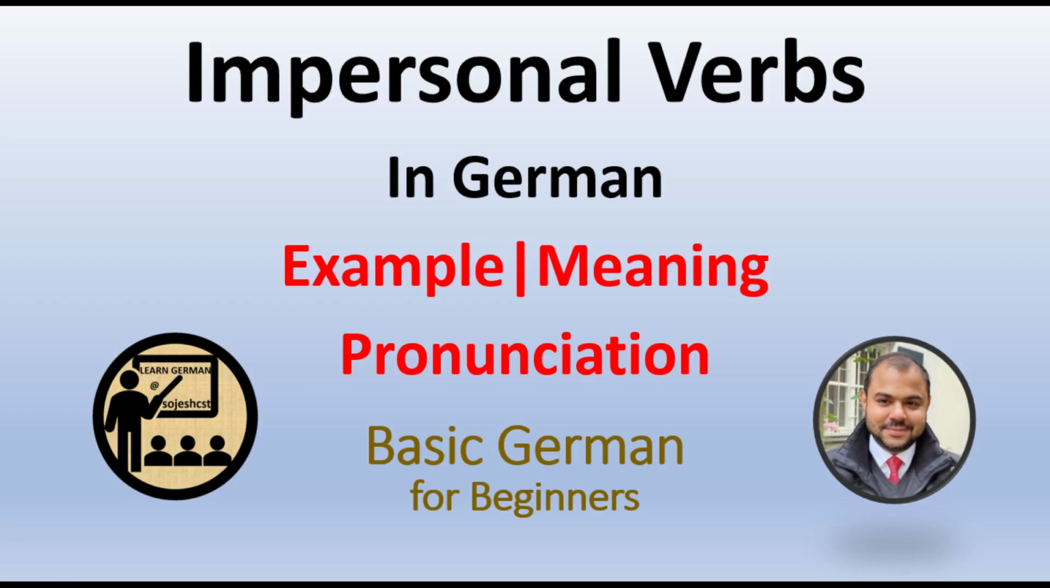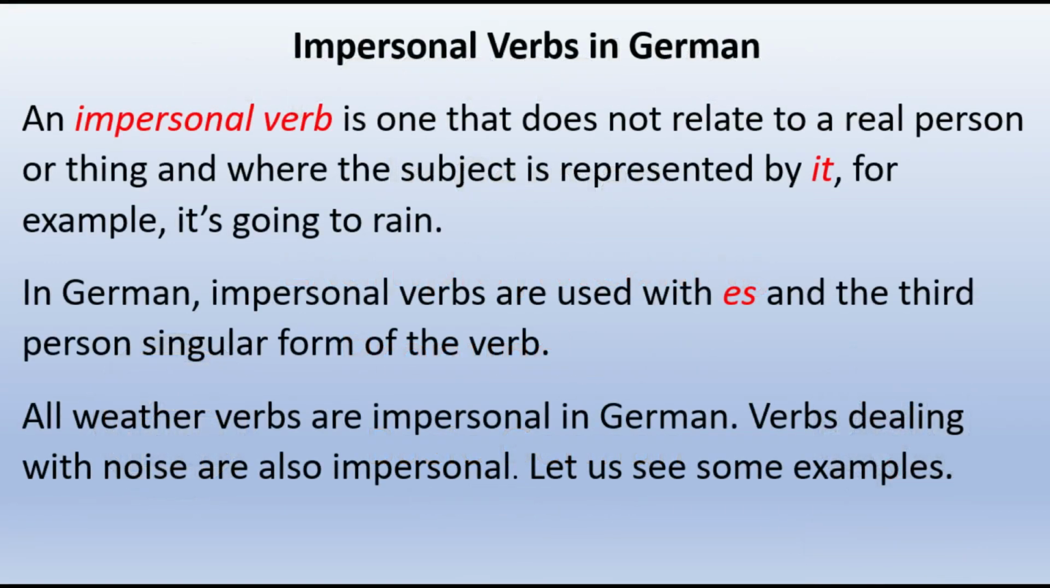Hi friends, today we will learn impersonal verbs in German and some examples. What is an impersonal verb? An impersonal verb is one that does not relate to a real person or thing and where the subject is represented by it. For example, it's going to rain. In German, impersonal verbs are used with es and the third person singular form of the verb.